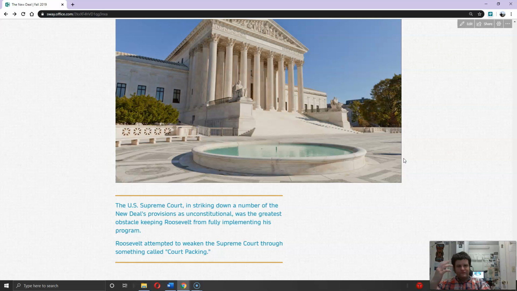It's a key term. It's something called court packing. Essentially what FDR argued is the 9 Supreme Court justices, they're appointed for life, and that's a tough job. Maybe they need new, younger justices to help them out with making decisions. Maybe we need to increase the size of the Supreme Court.